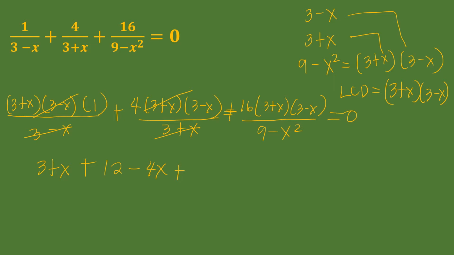So note that 9 minus x squared is equal to 3 plus x times 3 minus x. So we cancel this one as well as this one. So what we have here now, plus 16 equals 0.